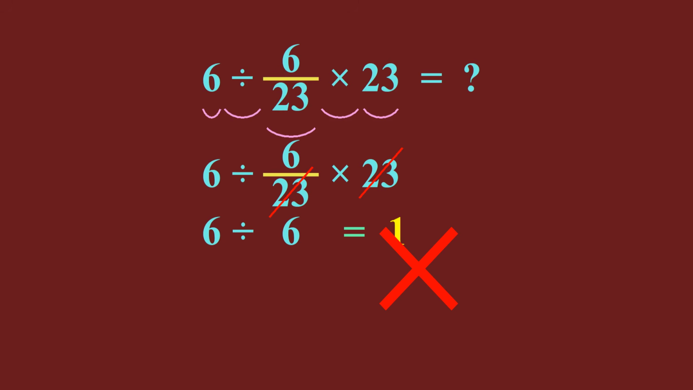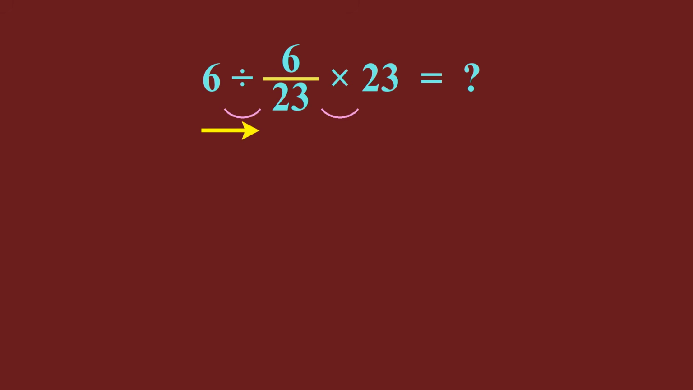But this answer is not correct because according to the order of operation, multiplication and division have equal priority, and we have to work from left to right. So we have to do this division first, then this multiplication. If you do this multiplication, then this division, it's wrong. So we have to do this division first. 6 divided by 6 over 23.